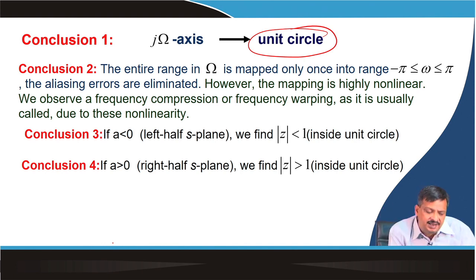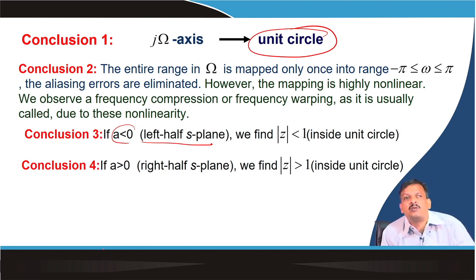Now, if A is less than 0, left half plane, then we can say mod of z is less than 1, inside the unit circle. If A is greater than 0, then mod of z is greater than 1. So it is outside that unit circle, not inside. So this is the bilinear transformation.